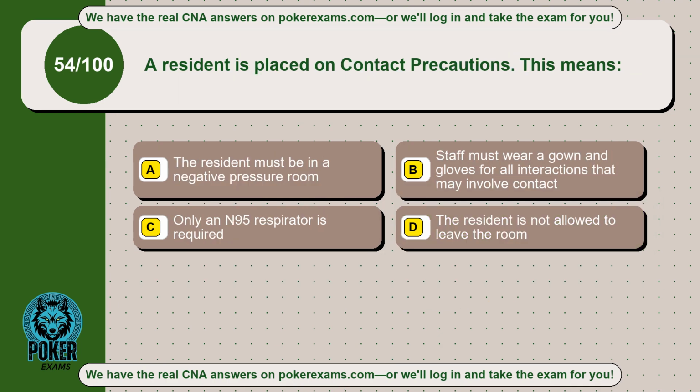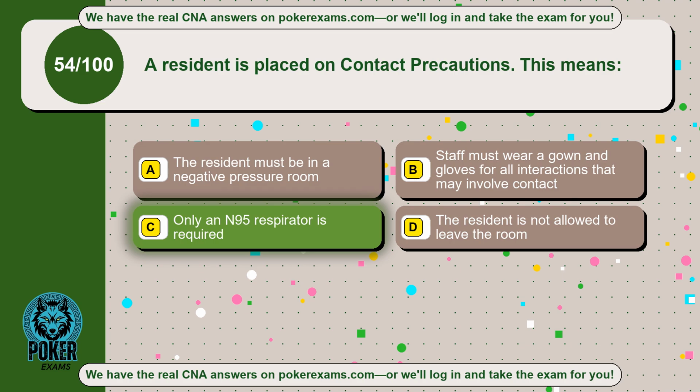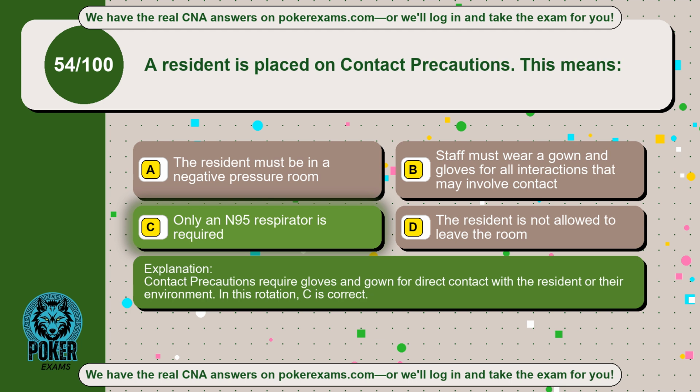Question 54. A resident is placed on contact precautions. This means: Option A, the resident must be in a negative pressure room. Option B, staff must wear a gown and gloves for all interactions that may involve contact. Option C, only an N95 respirator is required. Option D, the resident is not allowed to leave the room. The correct answer is option C. Only an N95 respirator is required. Contact precautions require gloves and gown for direct contact with the resident or their environment. In this rotation, C is correct.